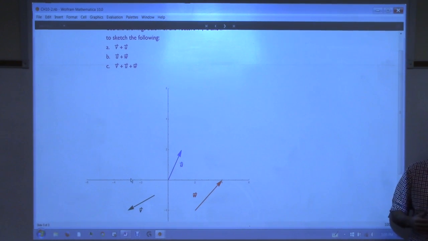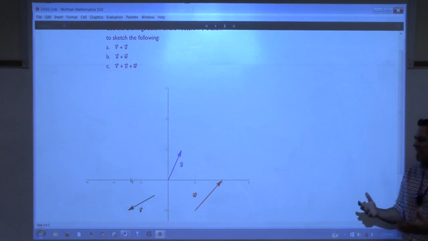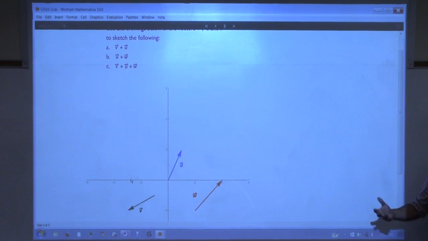Most of what we're doing right now is very, very mechanical. A lot of you have seen vectors before, so just bear with me. Trust me, if you have not seen Cal 3, it will feel like a calculus class before you know it.